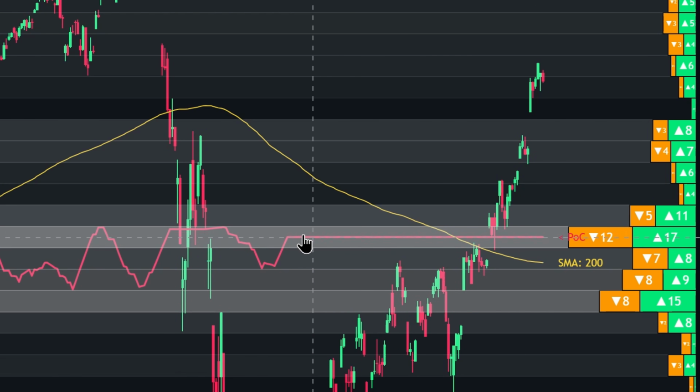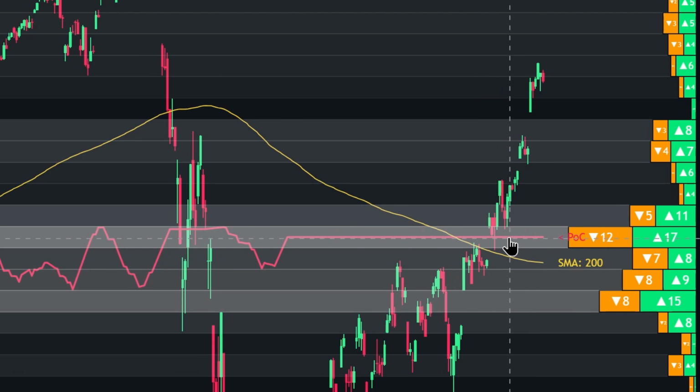At the same time, you can see the red rolling point of control moving along the chart. This line is always sitting at the price level with the highest number of fair value gaps at any given moment. So wherever that red line is, that is where the most significant institutional imbalance is currently concentrated.